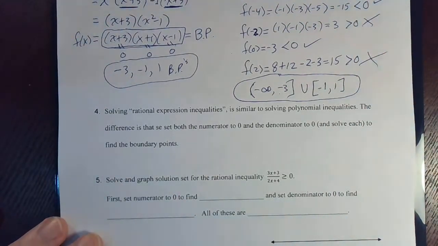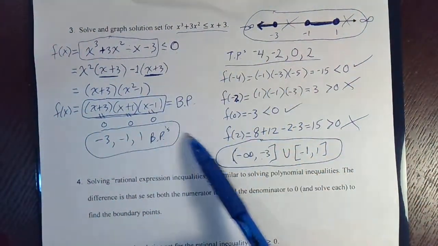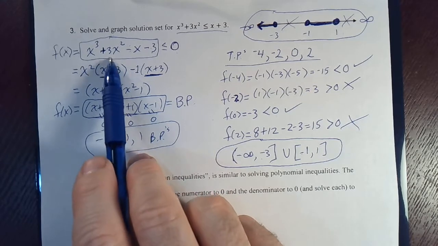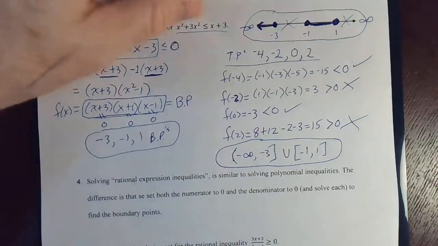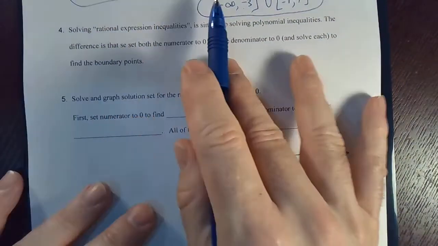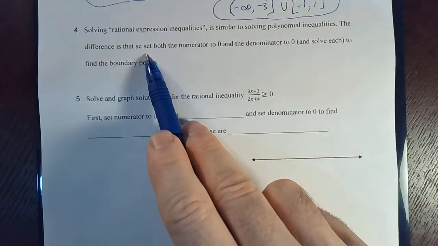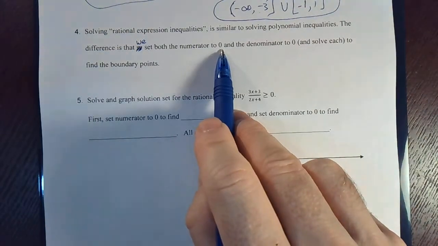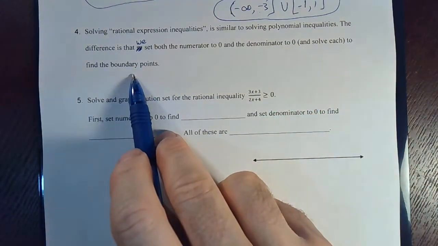Okay, so now we're going to jump into solving rational inequalities, which could possibly be a little simpler than what we just did. And I'm only saying that because in our rational inequalities, we're never going to have something this complicated as a numerator or a denominator. It's usually much simpler polynomials for the numerator and denominator. Okay, so solving rational expression inequalities is similar to solving polynomial inequalities. The difference is that we set both the numerator to 0 and then set the denominator to 0, do it separately, solve each, and you find the boundary points that way.